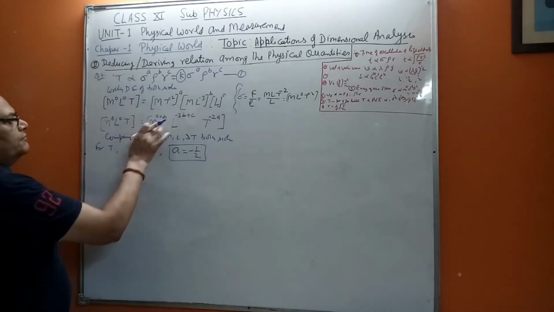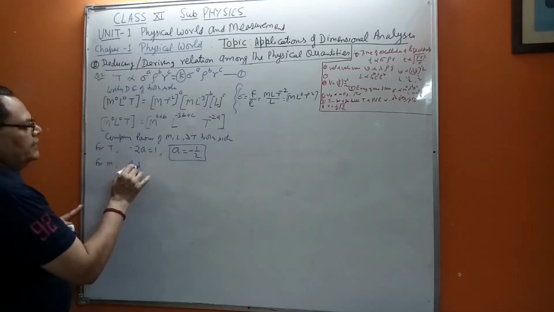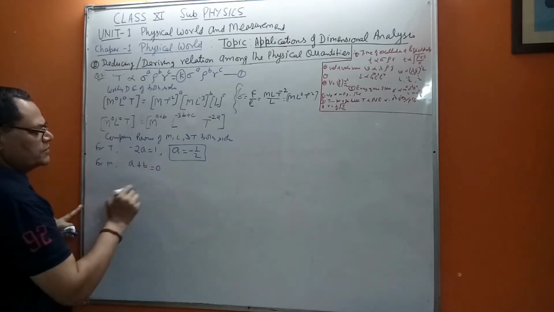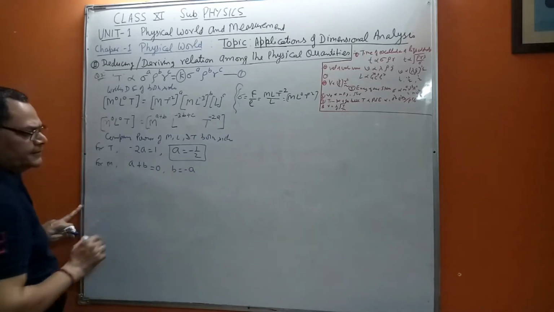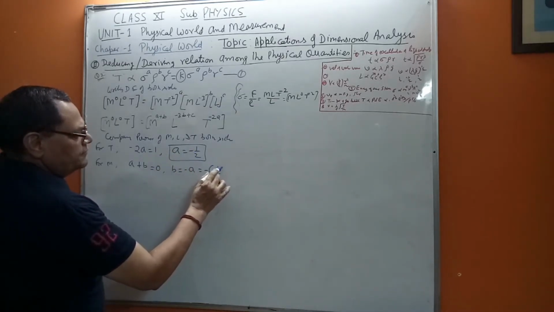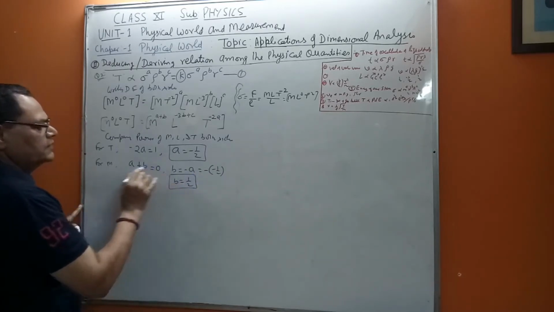Next you can take mass. When we compare for mass, you will find a plus b here, and it is 0, so a plus b is equal to 0. That means b is equal to minus a, and a you got earlier as minus half, so minus and minus half gives the value of b as half. Clear?